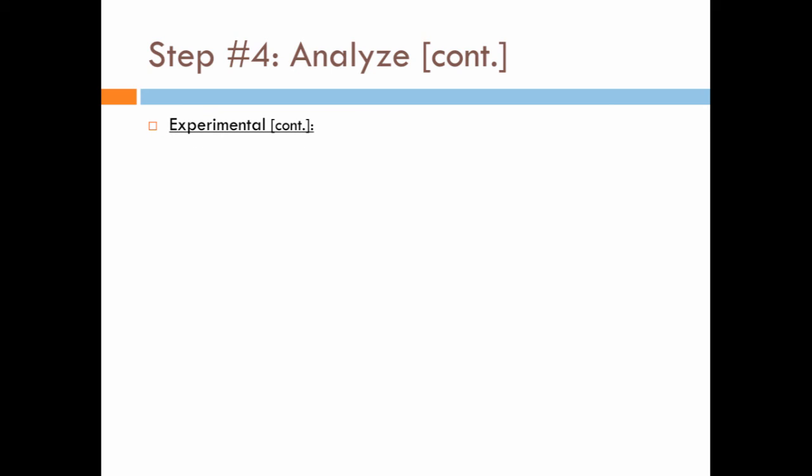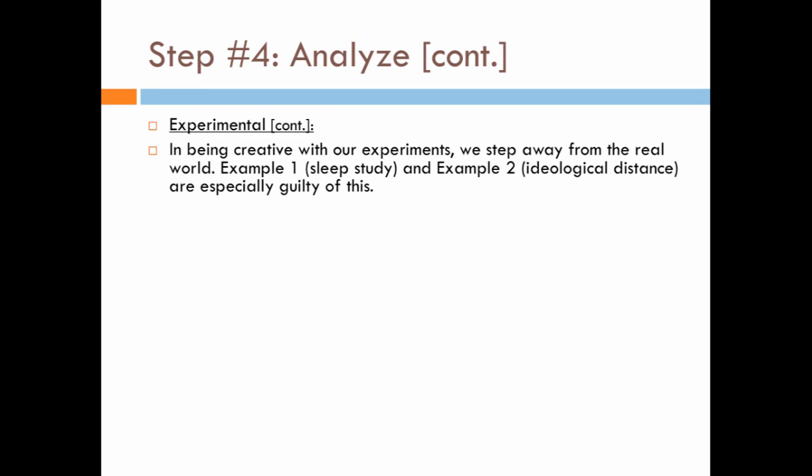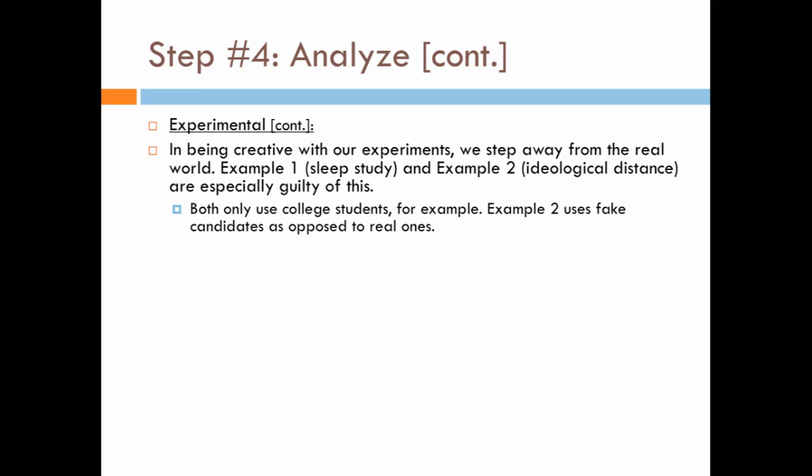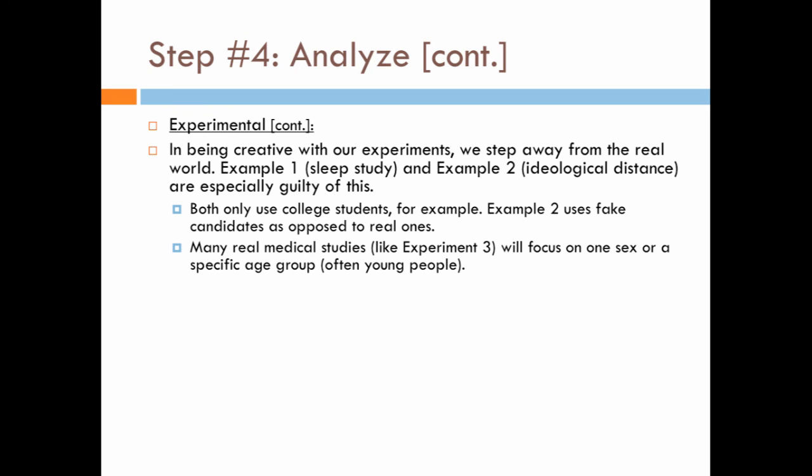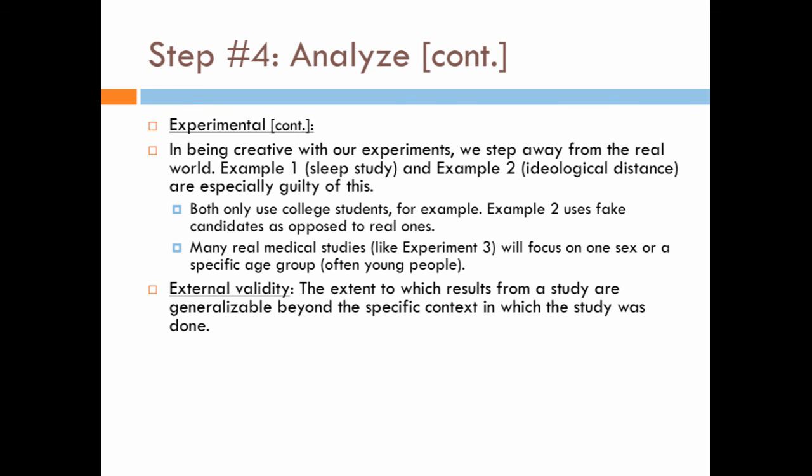But the problem with experiments is that sometimes we have to get creative to mirror a natural occurrence. And in being creative with our experiments, we sometimes step away from the real world. Example 1, the sleep study, and example 2, the ideological distance, are especially guilty of this. Both use only college students, for example. Example 2 uses fake candidates as opposed to real ones. Many real medical studies, like experiment 3, will go on to focus on one sex or a specific age group, often young people. That brings us to external validity.